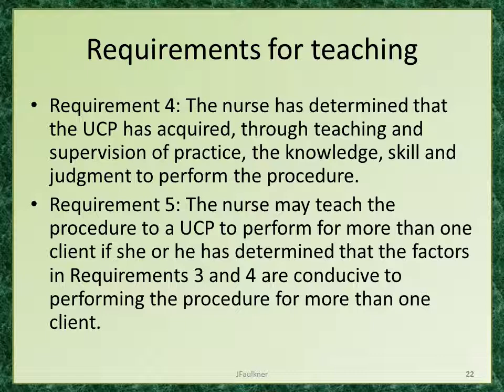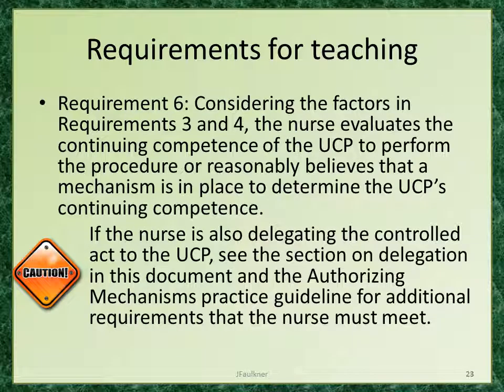5. The nurse may teach the procedure to a UCP to perform for more than one client if she or he has determined that the factors in requirements 3 and 4 are conducive to performing the procedure for more than one client. 6. Considering the factors in 3 and 4, the nurse evaluates the continuing competence of the UCP to perform the procedure, or reasonably believes that the mechanism is in place to determine the UCP's continuing competence. If a nurse is also delegating the controlled act to the UCP, see the section on delegation in this document and the authorizing mechanisms practice guideline for additional requirements the nurse must meet.